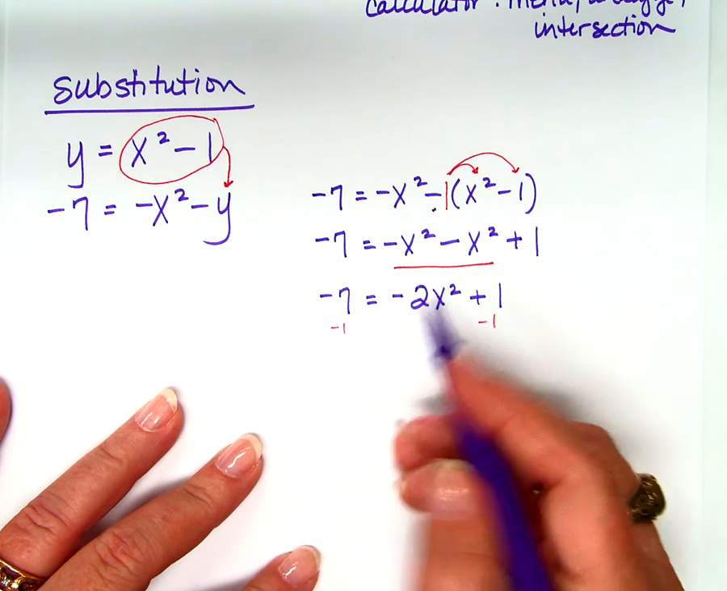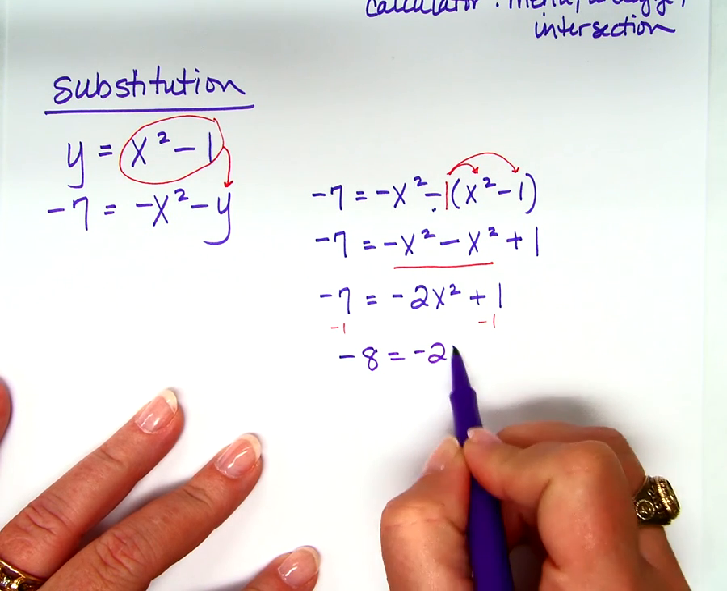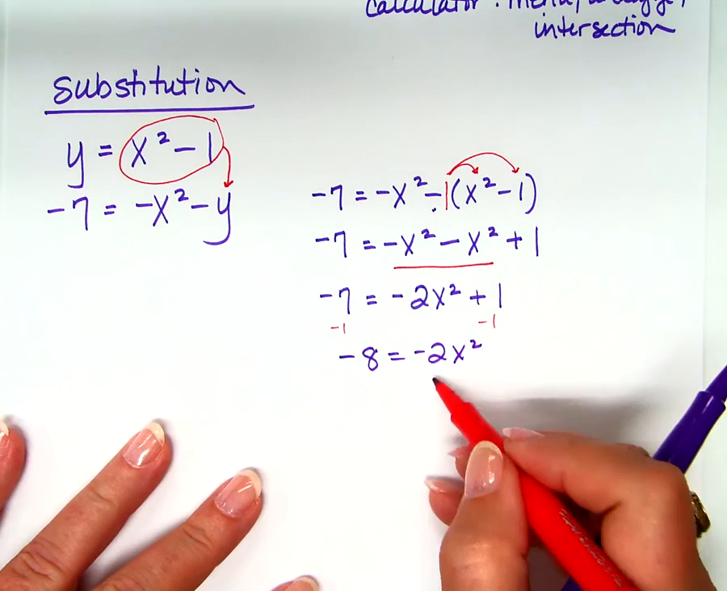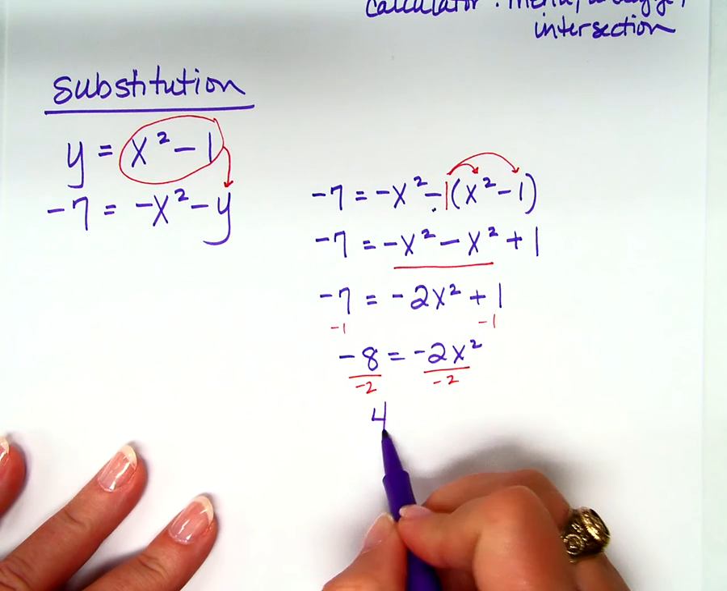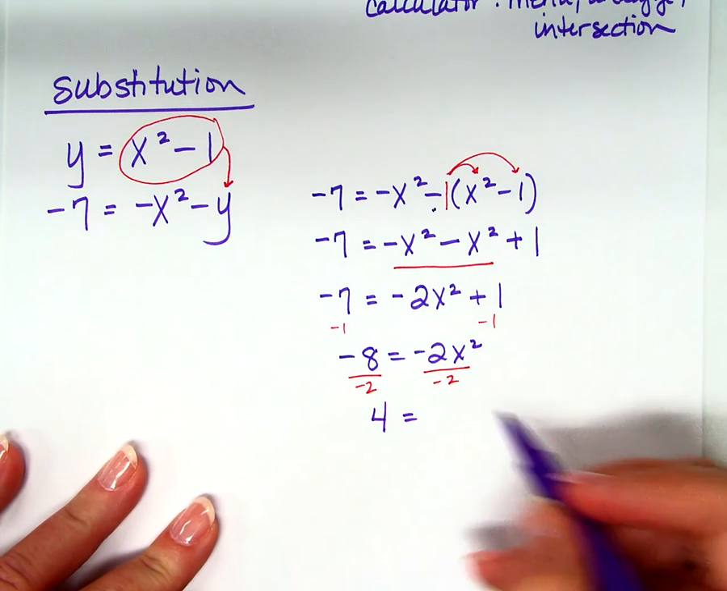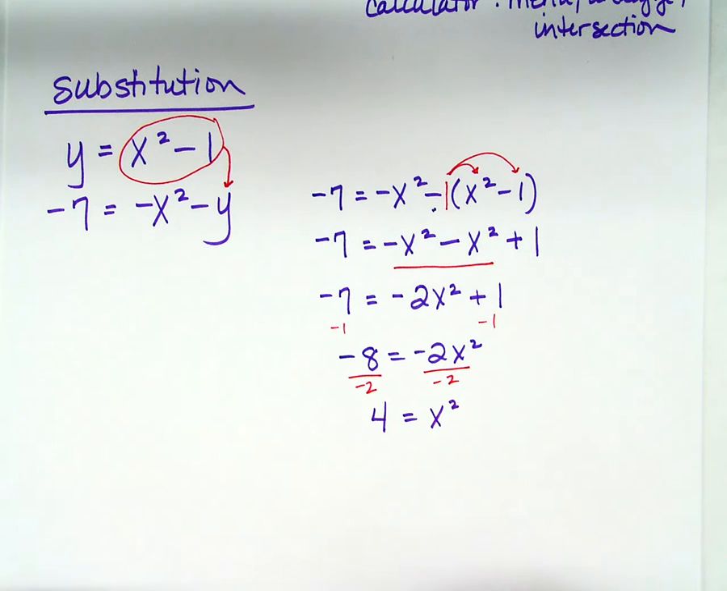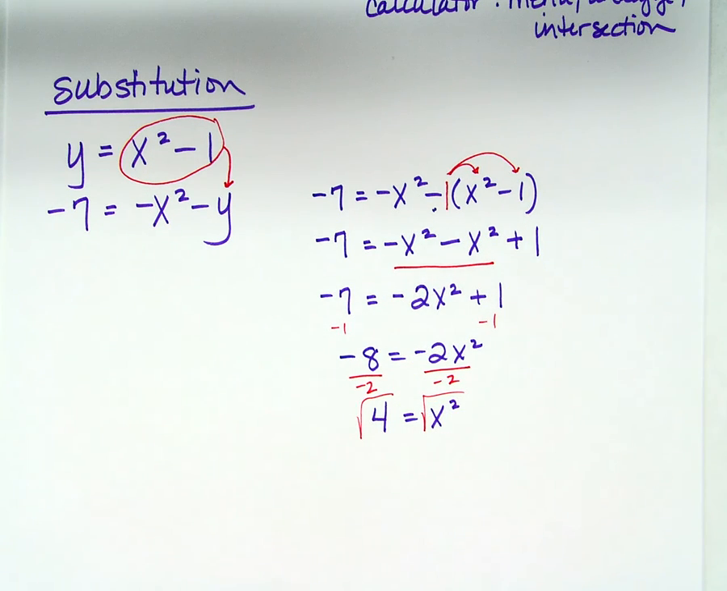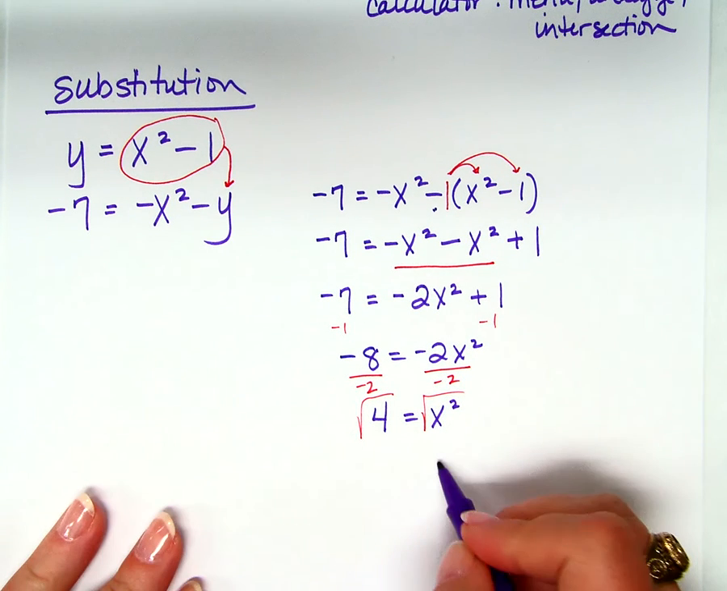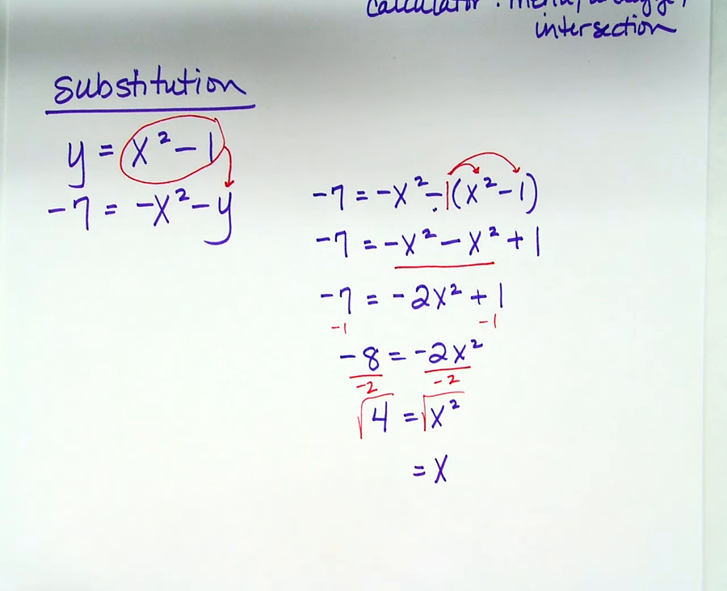So here I have negative 8 equals negative 2x squared. What's left to do? Yep. So 4 equals x squared. Last step. Square root both sides. Think carefully before you answer this question. What is the square root of 4? Yes! Excellent. Plus or minus 2.